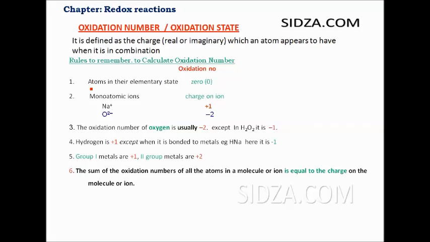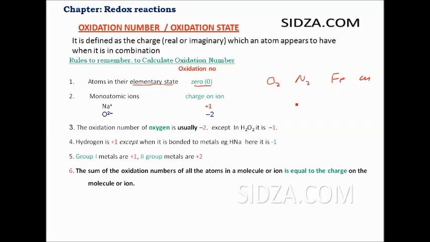For example, if you have an element in the elementary state, then its oxidation number is always 0. Like the oxidation number of oxygen in O2 is 0, nitrogen it is 0, iron it is 0, copper it is 0. Atom in elemental state, always the oxidation number is 0.